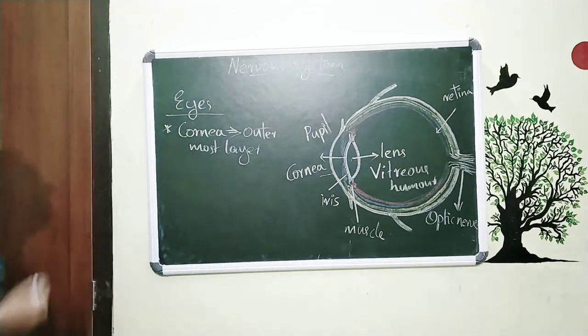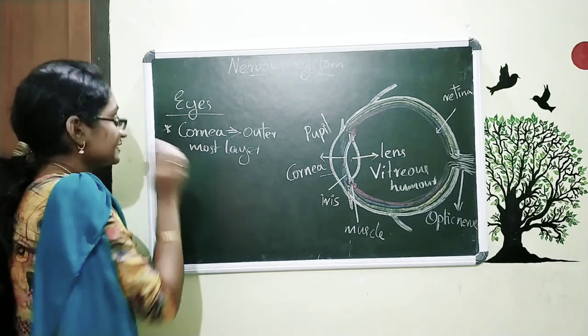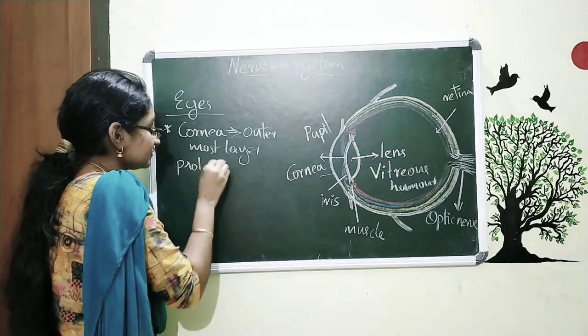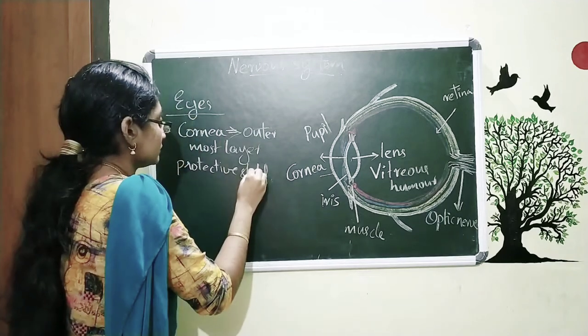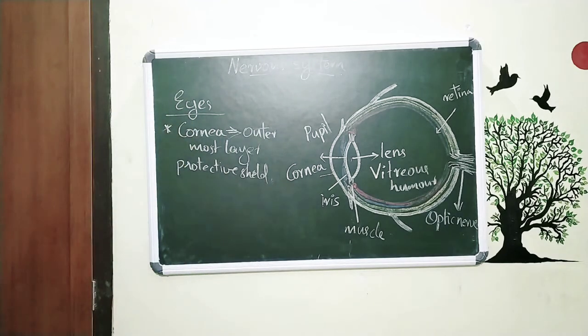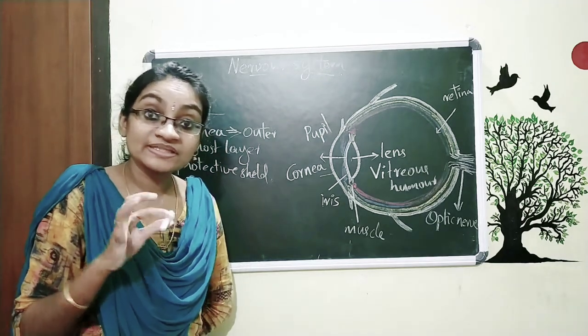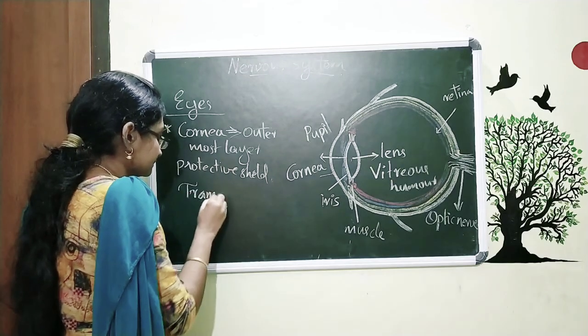Outermost layer, and it actually behaves as a protective shield. The other thing is that it is a protective shield and it is also transparent.